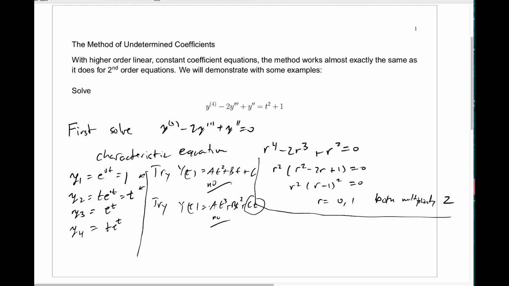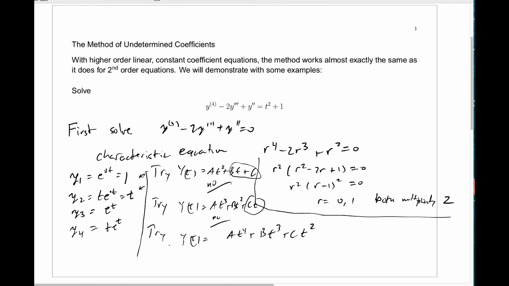So we multiply by t again. And you can probably see in your head, you don't necessarily have to write these down, but both of these don't work because of interference, here with 2 terms, now with just 1 term. But now we try y of t equals at to the fourth plus bt cubed plus ct squared. That's just t squared times our original guess. And this will work.